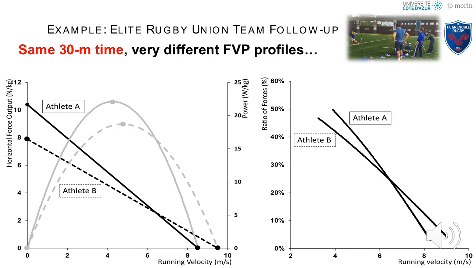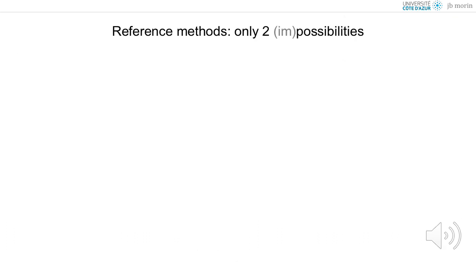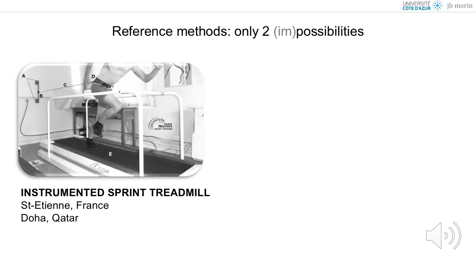The typical example here is two players with the same 30-meter time, so the same performance overall, but their underlying mechanical outputs are really very different. It means that if you want to dig deeper into the reasons that explain performance from a biomechanical perspective, force velocity is useful to distinguish between athletes: how they orient the force, how they produce the force, at what velocity, and so on. The reference methods to compute the profile: you can use sprint instrumented treadmills.